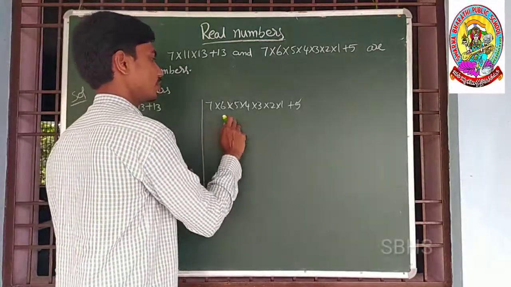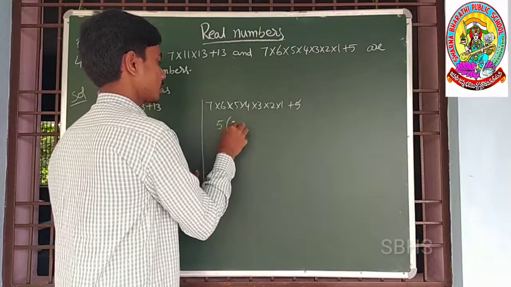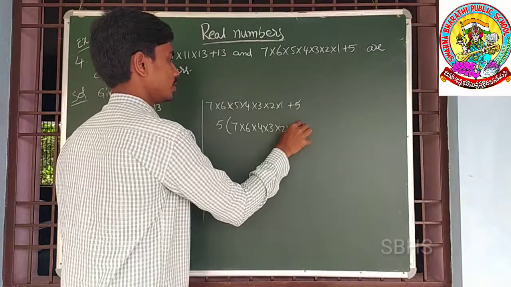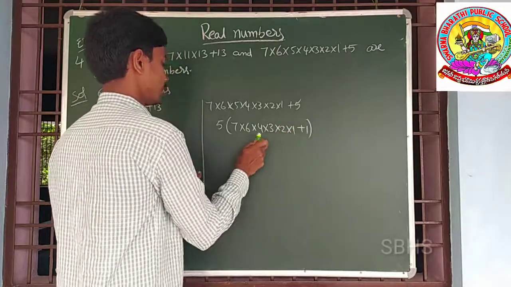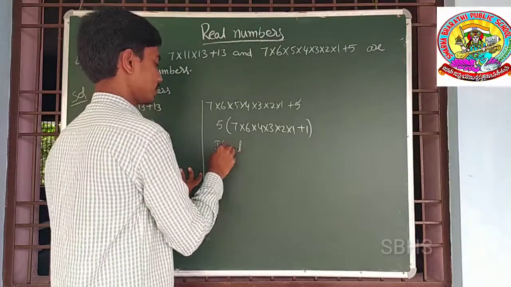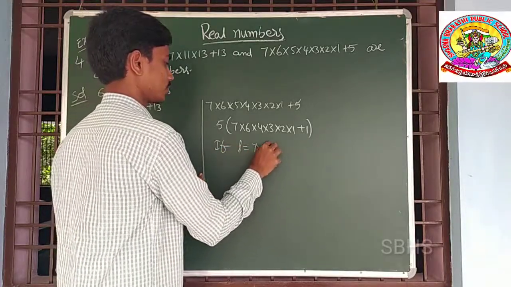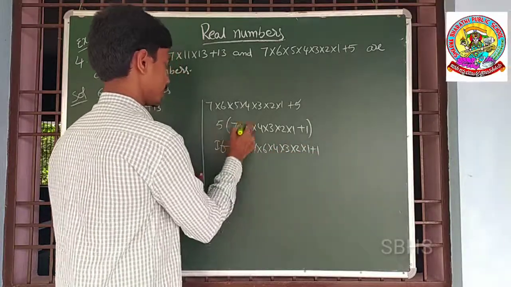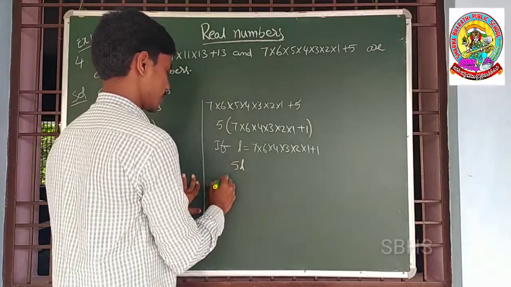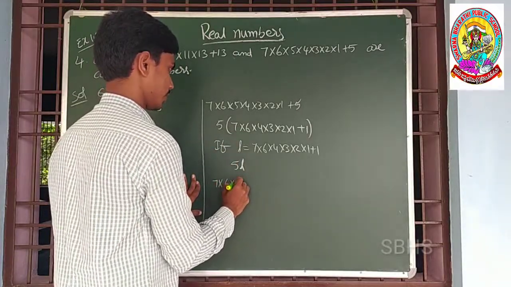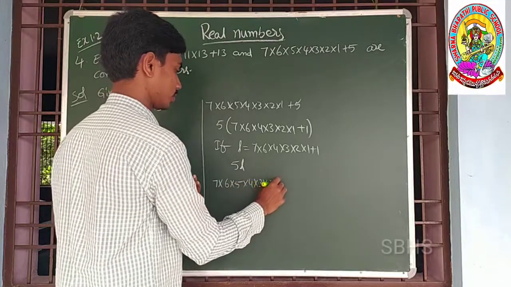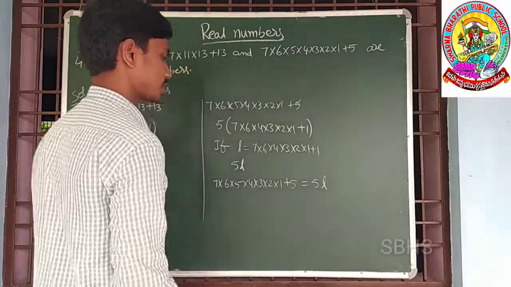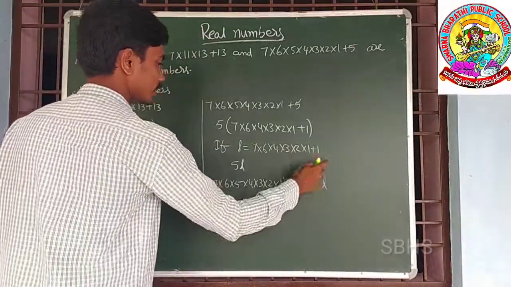So this is also, if you take 5 as a common, 7 into 6 into 4 into 3 into 2 into 1 plus 1. Let L be equal to 7 into 6 into 4 into 3 into 2 into 1 plus 1. The entire expression is 5L, which means 7 into 6 into 5 into 4 into 3 into 2 into 1 plus 5 is expressed as 5 into L. It also consists of two factors, that is 5 and L.